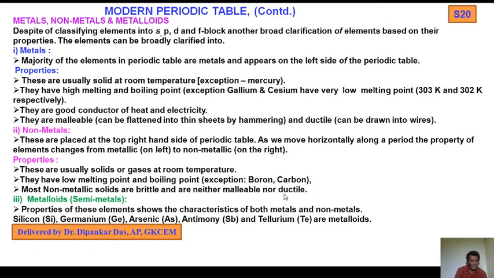So the next portion is metalloids, semi-metals. Properties of these elements show the characteristics of both metals and non-metals. Metalloid means the elements which show both metal and non-metal properties. Silicon, germanium, arsenic, antimony and tellurium are metalloids.